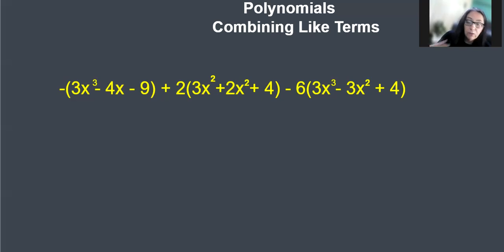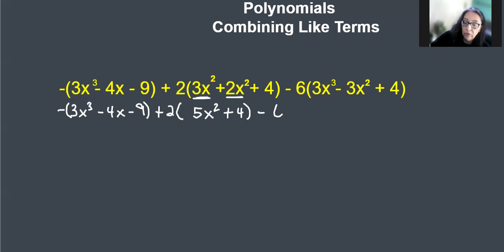Again, the first thing we always want to do is look inside the parentheses and see if there are any like terms that we can combine. In this first set of parentheses, there's nothing I can do. There's no like term, so I'm just going to bring it over. But in the second set of parentheses, I've got 3x squareds and 2x squareds. That gives me a total of 5x squareds. And I'll just bring the 4 down.